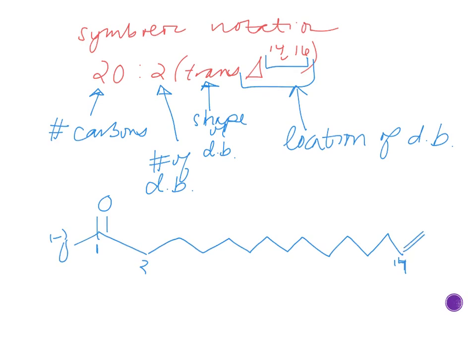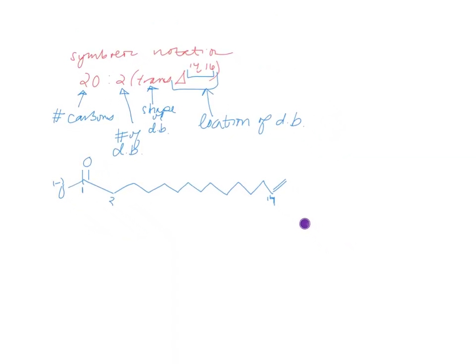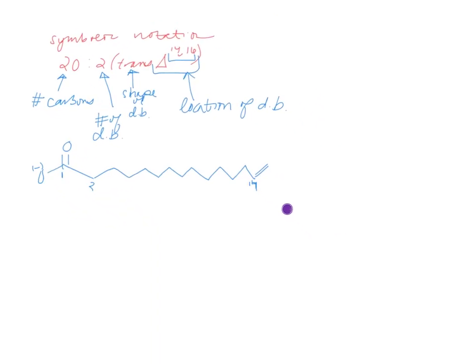So I'm just going to do this. 14. I drew way too big. It's okay. 14. This is carbon 15, and then 16 is here. Another double bond starting at 16, going to 17, 18, 19, and 20. Okay, so that's symbolic notation.